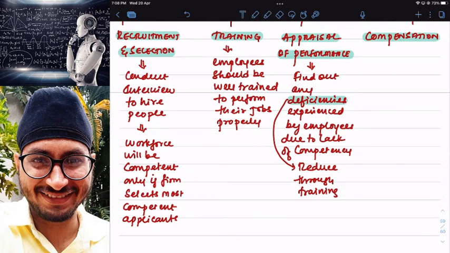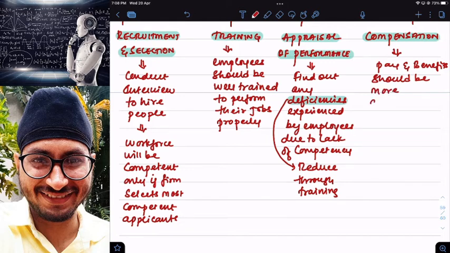So that is why pay and benefits should be more attractive than compared to rivals. Simple. When I compare my package with my competitor company's package, my company's package should be better. Then only good employees will stay with me. If my competitor is providing better salary, better working conditions, better timings, flexibility, obviously, sir, my employees will go and shift to that company.